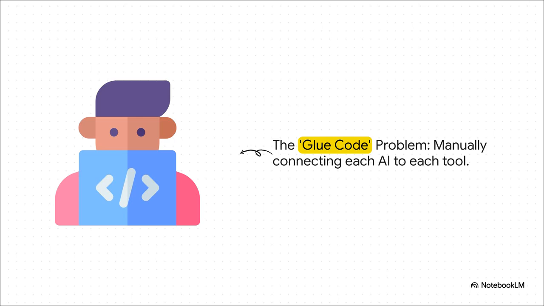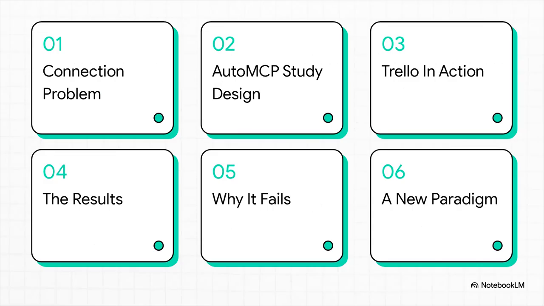And this is a massive engineering bottleneck. It's slow, it's super repetitive, and honestly, it's holding back the true potential of what AI agents could be. Okay, so here's the game plan. We're going to start by really digging into this connection problem. Then we'll look at the brilliant design of a new solution called AutoMCP. We'll see it work its magic, check the results, figure out why it occasionally messes up, and then, most importantly, understand the new world this opens up for AI.